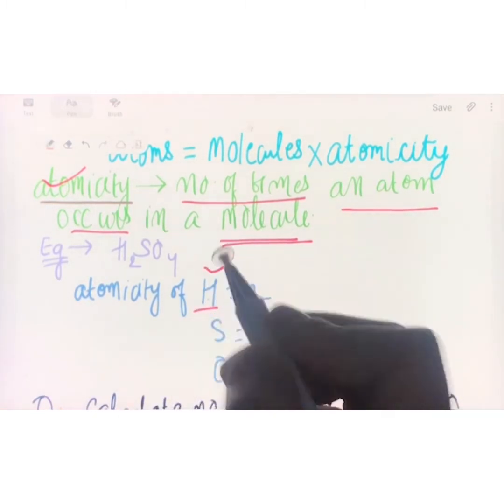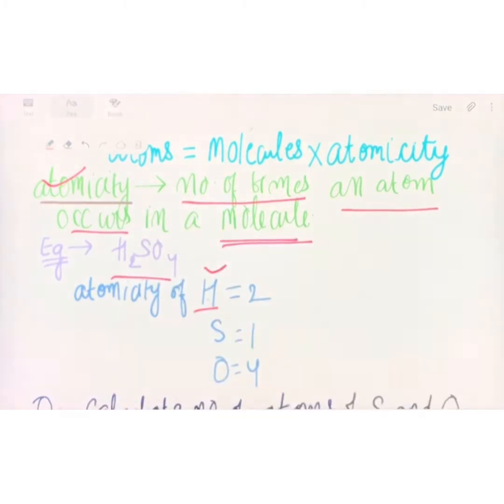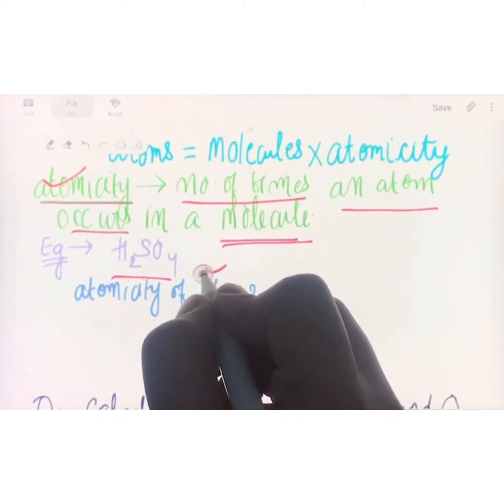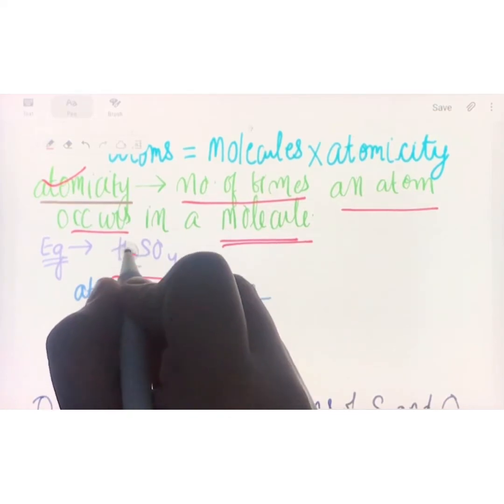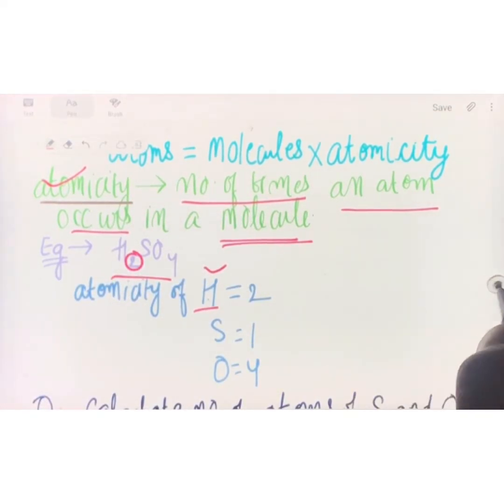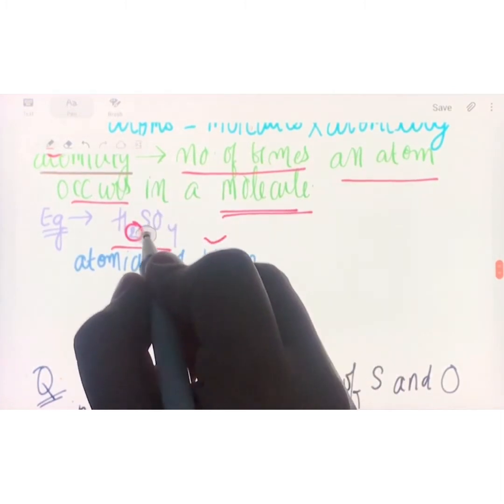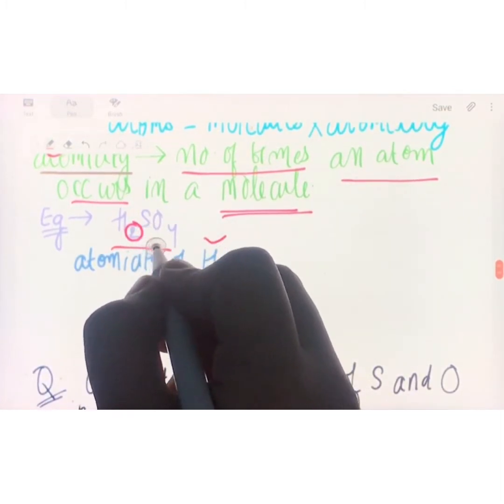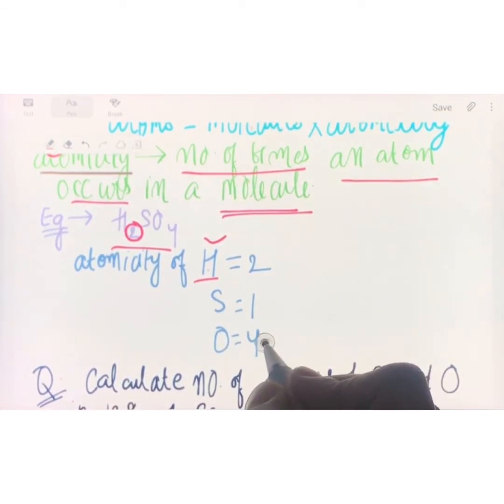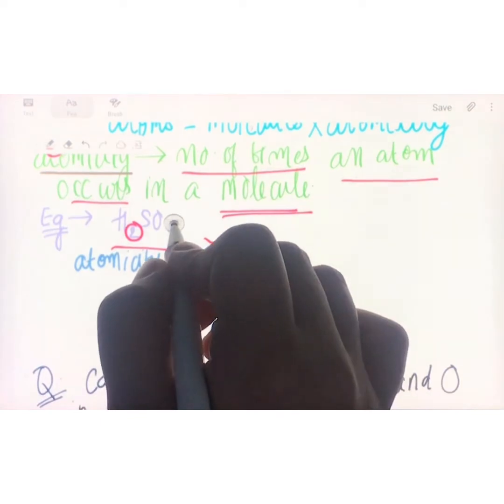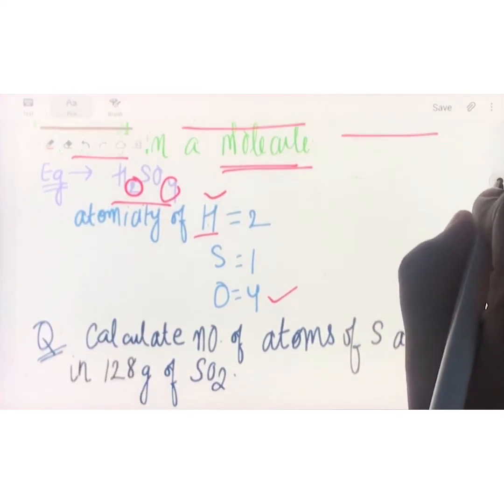The atom asked is hydrogen here. The molecule given to you was H2SO4. The number of times hydrogen occurs in the molecule is twice because it is H2. This is the atomicity of hydrogen. Next comes sulfur. The atomicity of sulfur in H2SO4 is 1, because no number is written, so we consider it as 1. And the oxygen similarly, in H2SO4, 4 is the atomicity of oxygen. So this was the concept of atomicity.